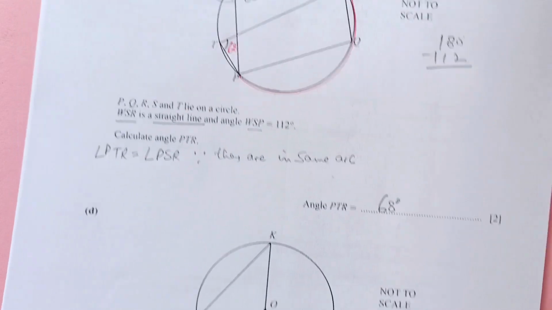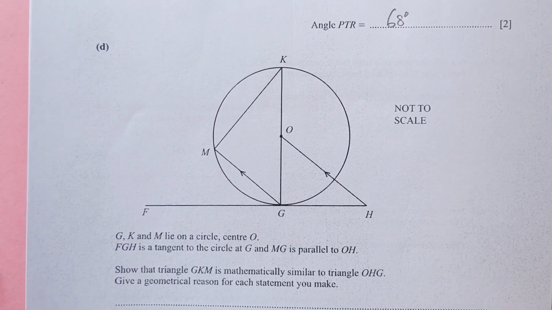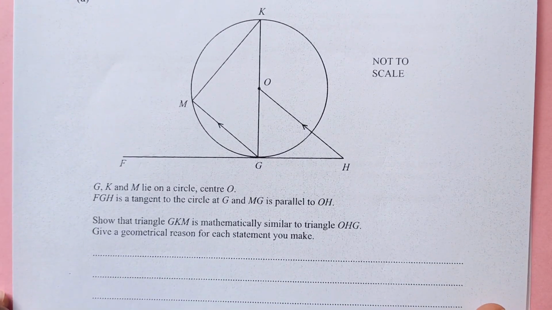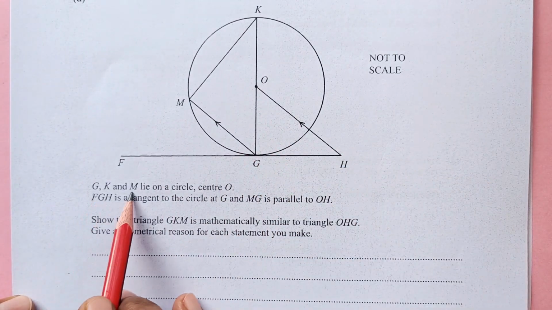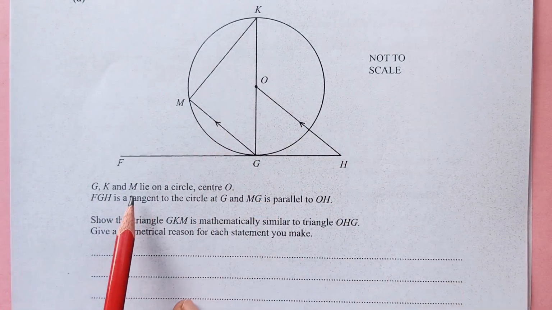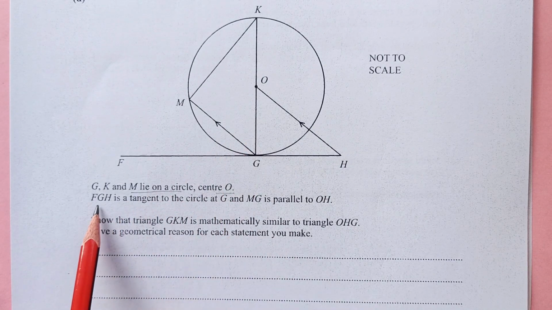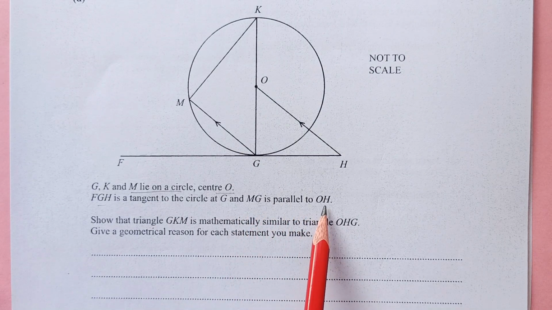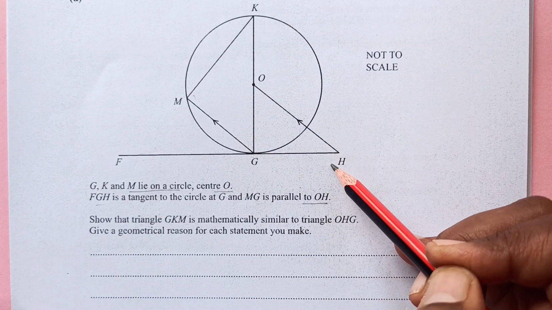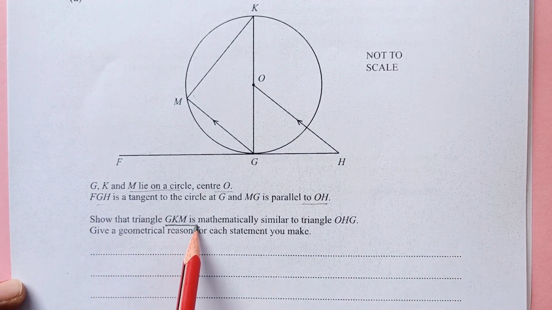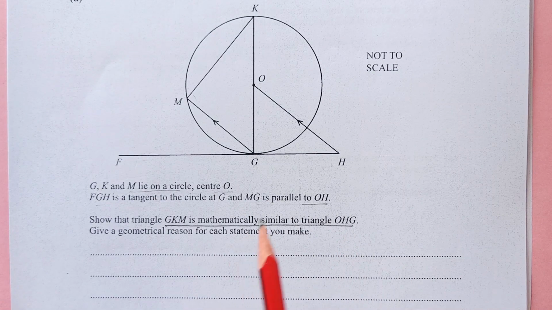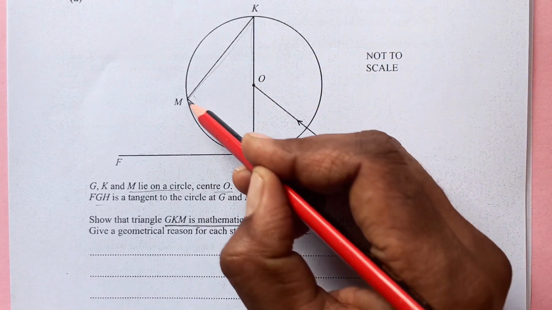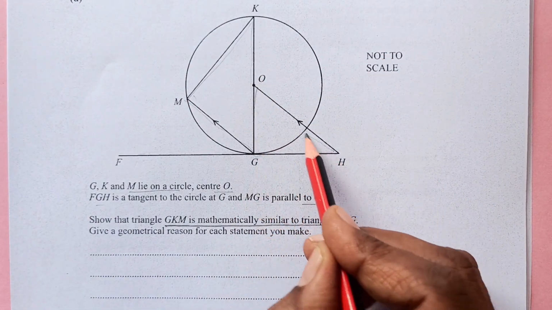Okay, now part D. You can see this diagram here. G, K, M lie on a circle with center O. FGH is a tangent to the circle, and MG is parallel to OH. Show that triangle GKM is mathematically similar to triangle OGH. So this one is similar to OGH, right?